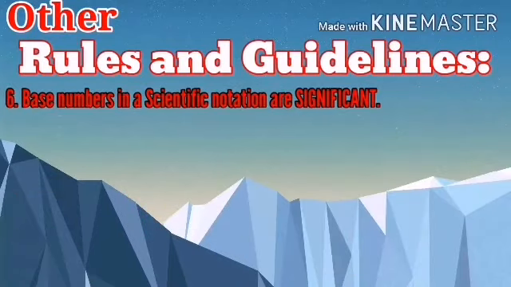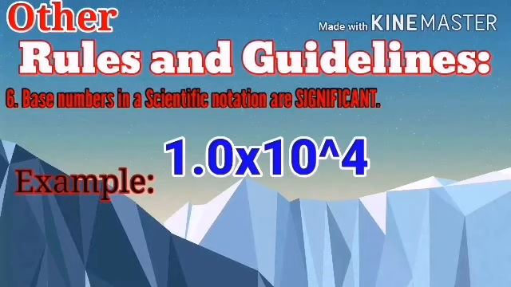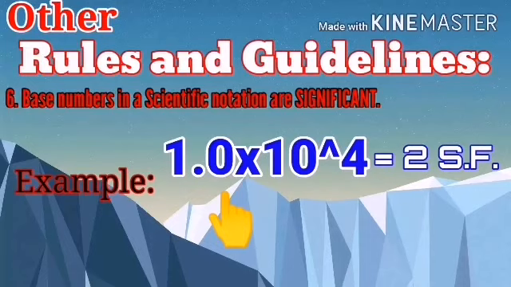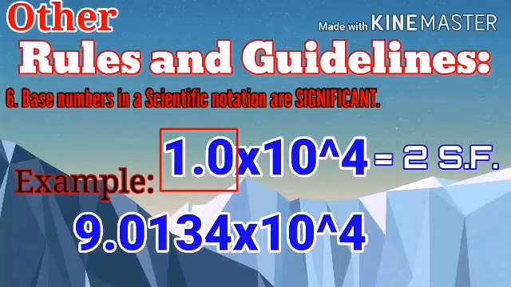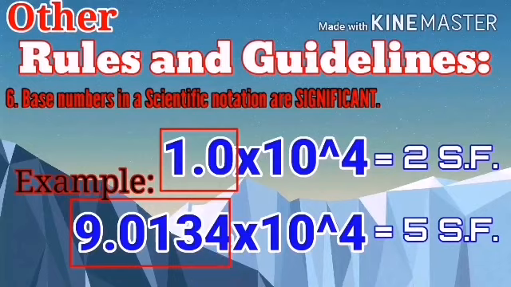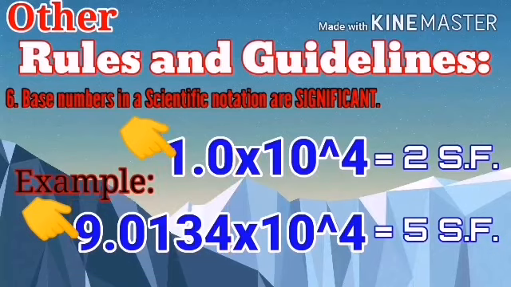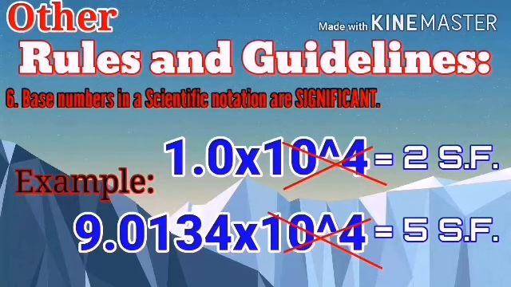Now let's go with rule number 6. Rule number 6, base numbers in a scientific notation are significant. For example, we have here 1.0 times 10 raised to 4. This 1.0 ang ating tinatawag na base numbers. Kung ilan ang nandyan, yan din yung ating significant figures. Therefore, we have 2 significant figures for this scientific notation. Next example, we have 9.0134 times 10 to 4. Ito ang ating base numbers. Kung ilan ang nandyan, yun ang ating significant figures. And we have 5 significant figures. Yun lang ang dapat tandaan sa rule number 6. Lahat ng base numbers, yun yung kanyang significant figures. Huwag nyo intindihin ang times 10 raised niya. Hindi yun kasama. Base numbers only.